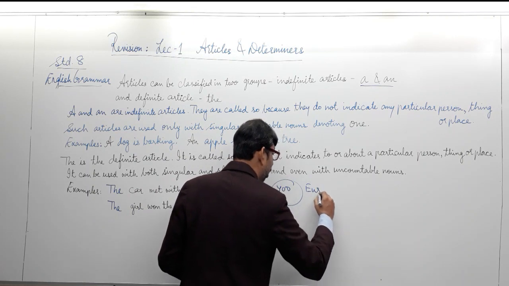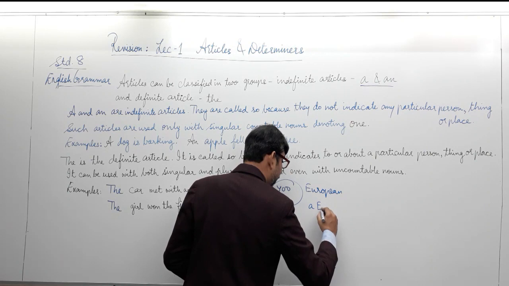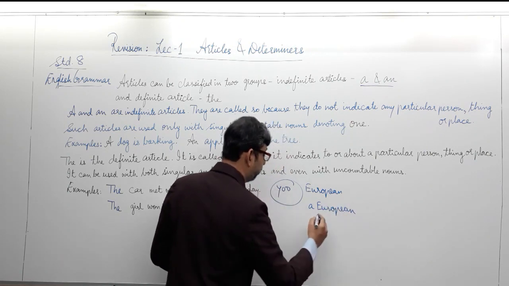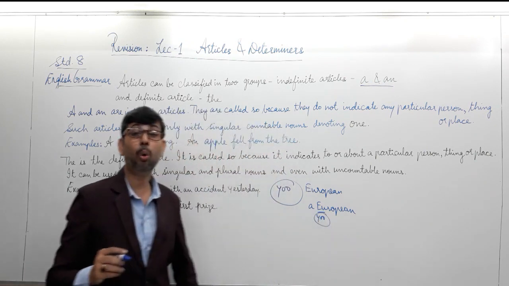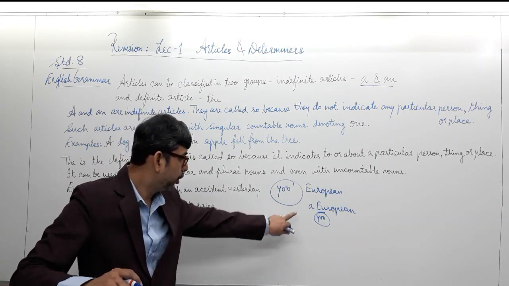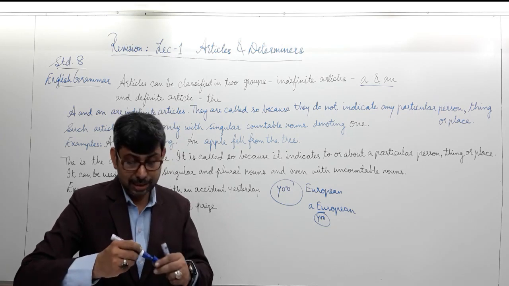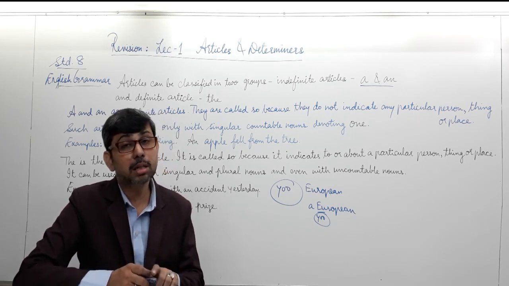Therefore, when you write European, you write a European and not an European, because the sound carried in this is the Y-O-O sound. Therefore, we use the article a, because it has a consonant sound and not a vowel sound in the beginning when it is said.